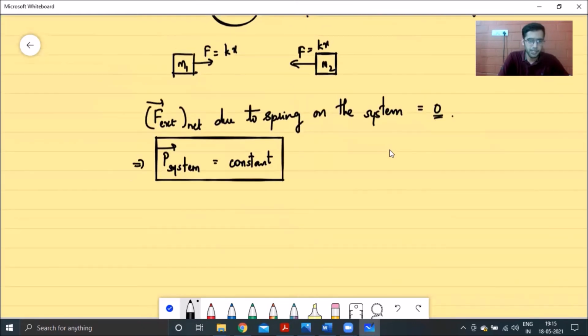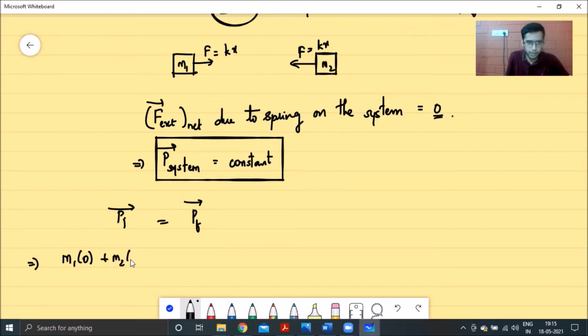So what would my momentum equation be? What was my initial momentum of the system? Initial momentum is equal to final momentum. Initially block 1 had 0 velocity, block 2 had a velocity of V naught. And finally, what velocity do they have? At maximum elongation, we know that both of them must have the same velocity. So this will be a conservation of linear momentum equation.